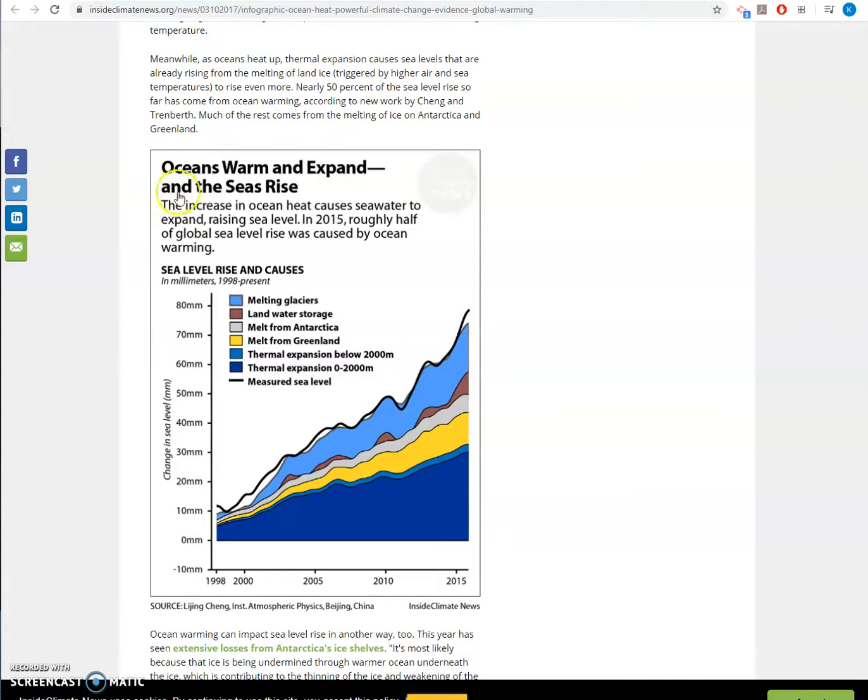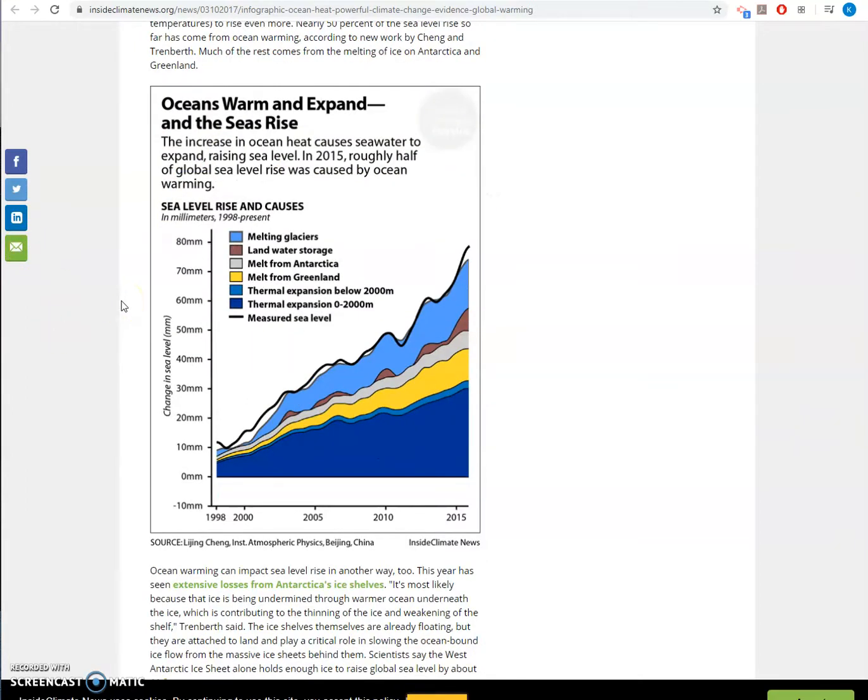As oceans warm and expand, the sea rises, right? The increase in ocean heat causes seawater to expand, raising sea level. In 2015, roughly half of the sea level rise was caused by ocean warming. So what we're saying is, yes, the ocean's warming. Yes, that's melting glaciers, but it's not the only thing causing the sea level to rise.